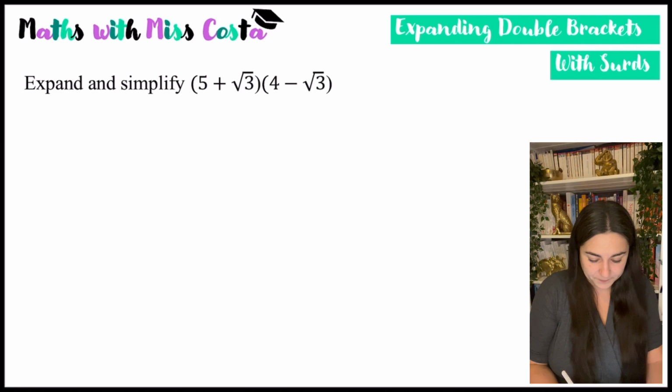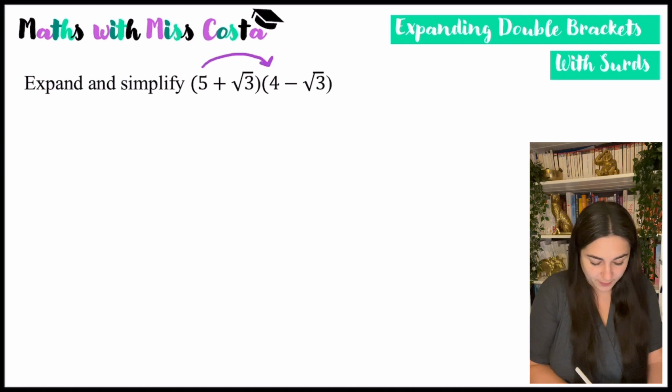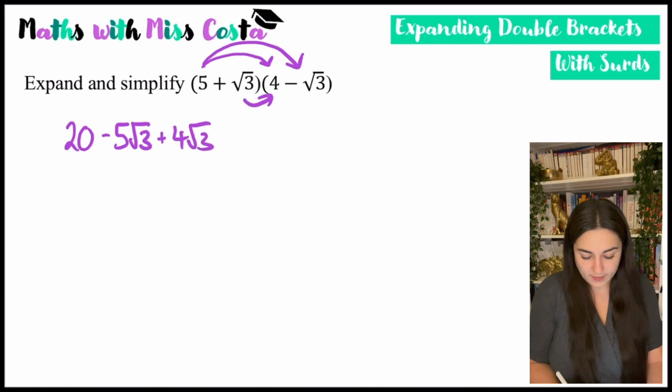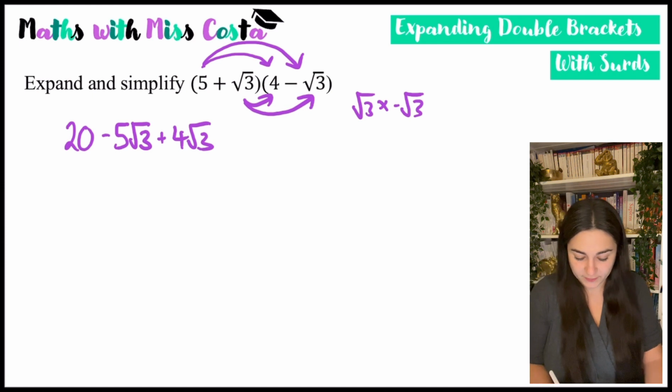So once again, I'll do it this way just so that you can see a variation. So I do 5 times 4, which is 20. I do 5 times negative root 3, so it would be negative 5 root 3. I do root 3 times 4, so that would be plus 4 root 3. And then I do root 3 times negative root 3. Remember, a surd times itself is going to be its unsurded self, so that is just going to be negative 3.